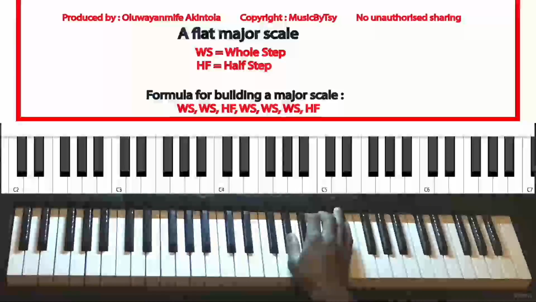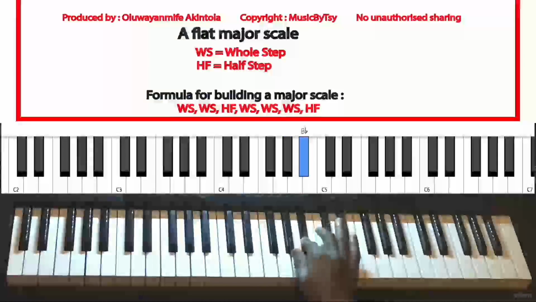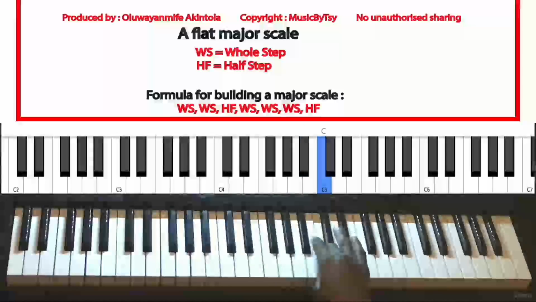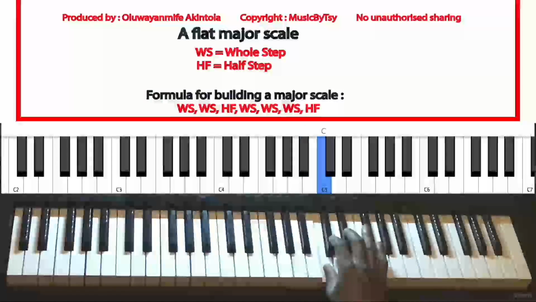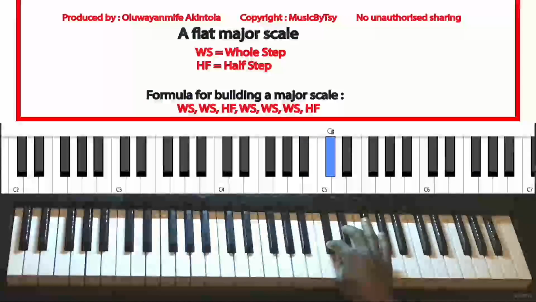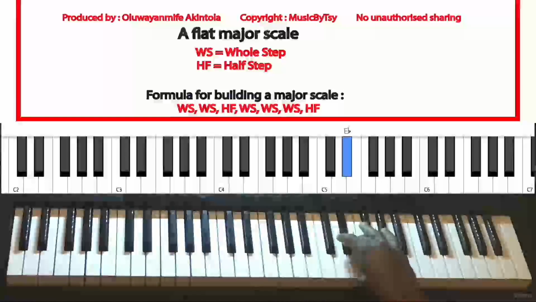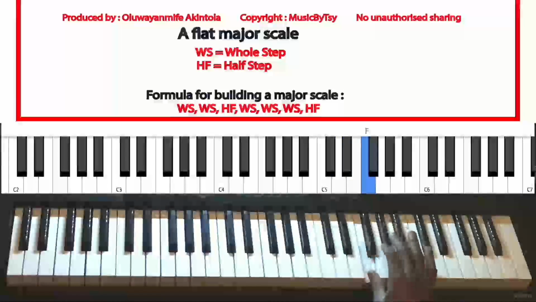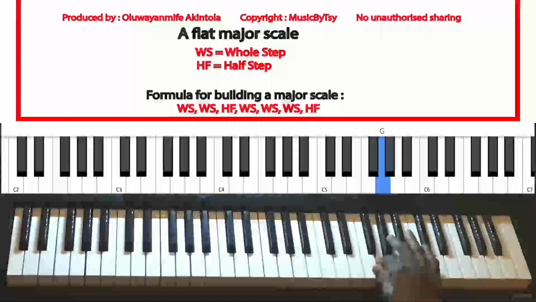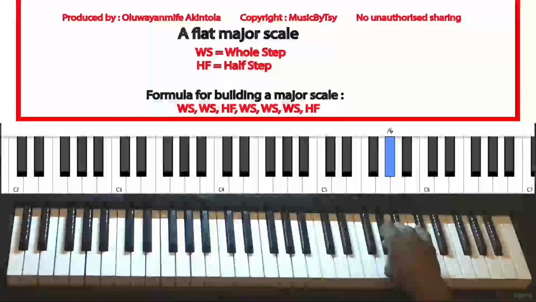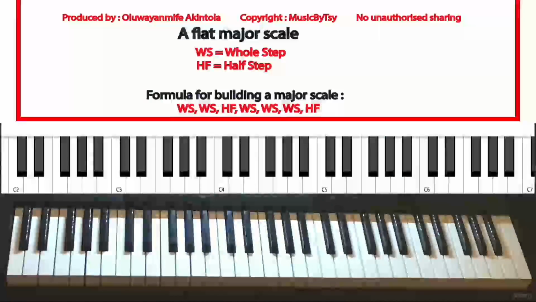Starting from the key of A flat, we're going to take a whole step, and then another whole step, and then a half step, and then a whole step, and then a whole step, and then a whole step, and then a half step. So yeah, that is the major scale for the key of A flat.